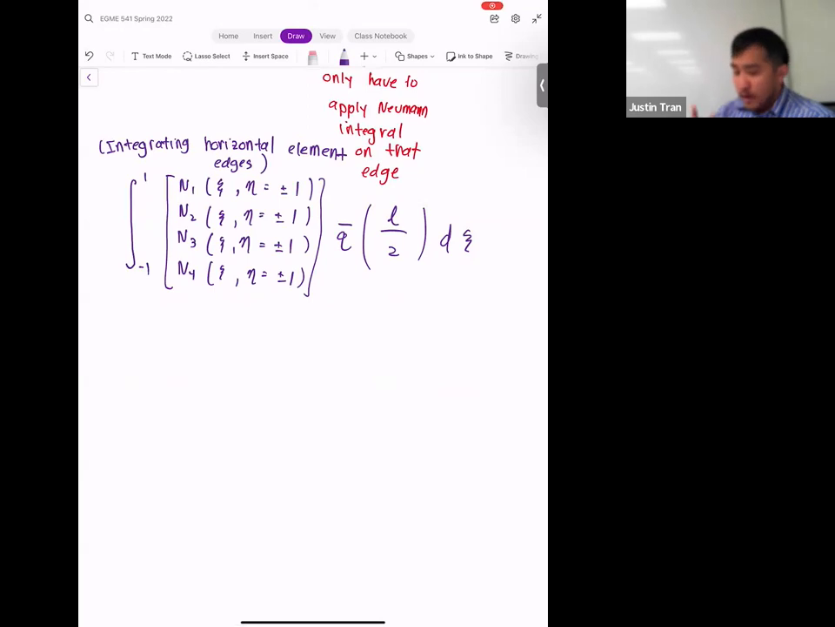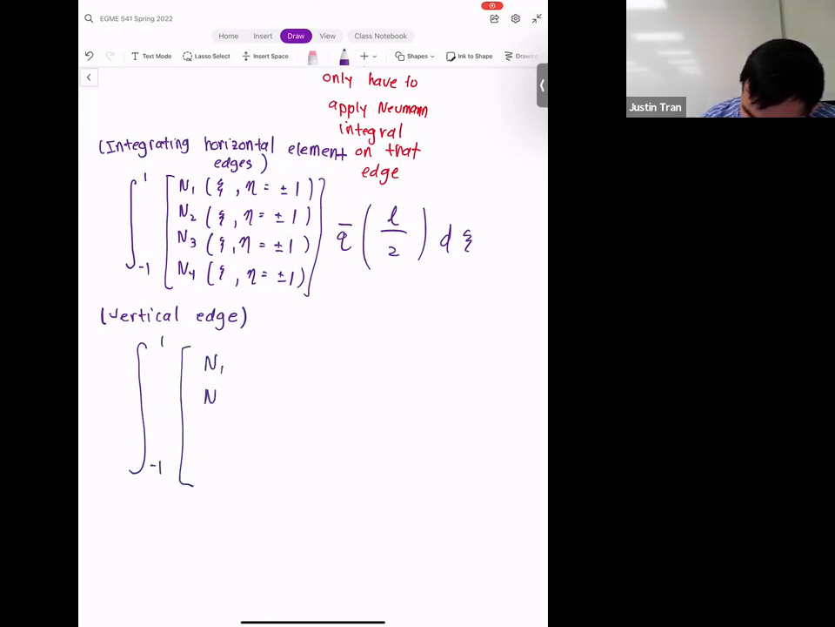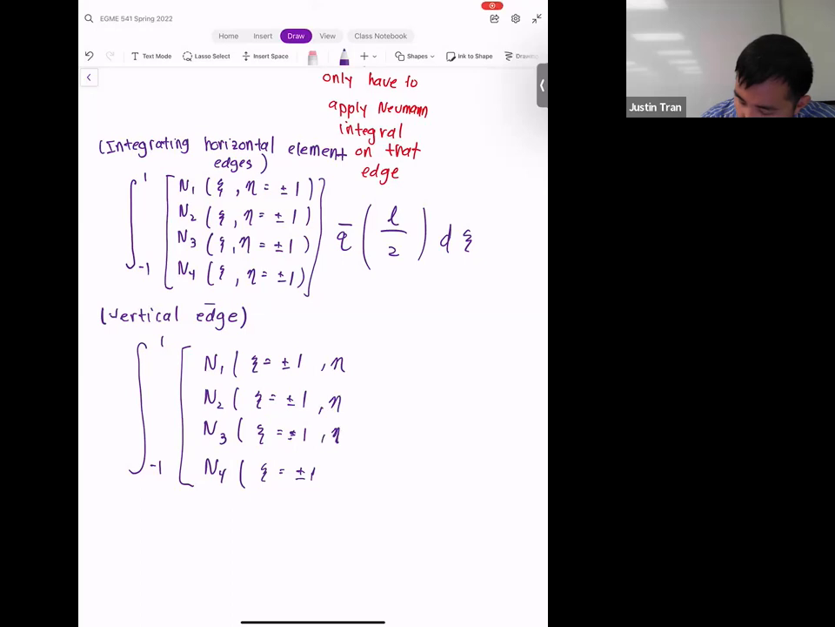And then if you're going to integrate over a vertical edge, we have kind of the opposite. For our vertical edge, our epsilon values are fixed, so epsilon is equal to plus or minus 1, depending on which edge you're on. It's either going to be the left edge or the right edge, and we're integrating over eta.